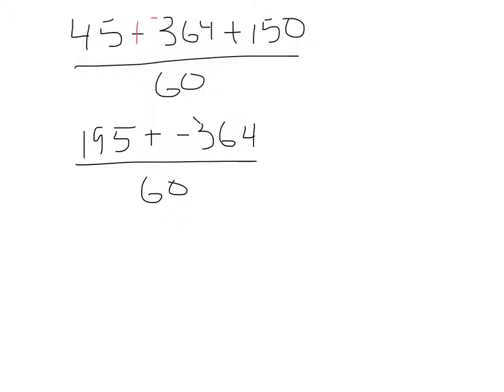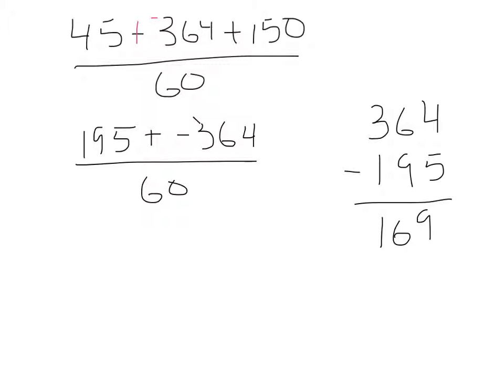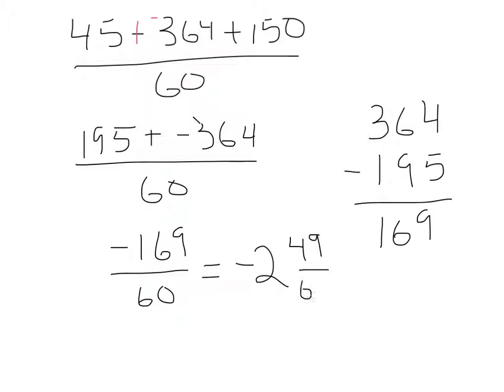And now I simply need to finish the integers on the top, and that's sort of messy, but it's 364 minus 195. 195 gets us up to 200. That's 5 more, plus another 100, 105 plus 64, so it's 169 is the difference between these two numbers. The negative numbers are going to win, so the answer is negative 169 over 60, which turns into negative 2 and 49/60ths.